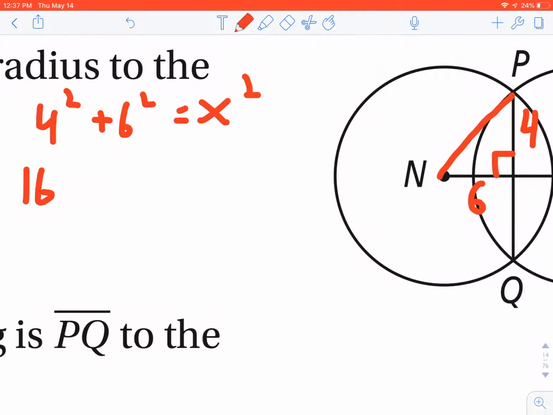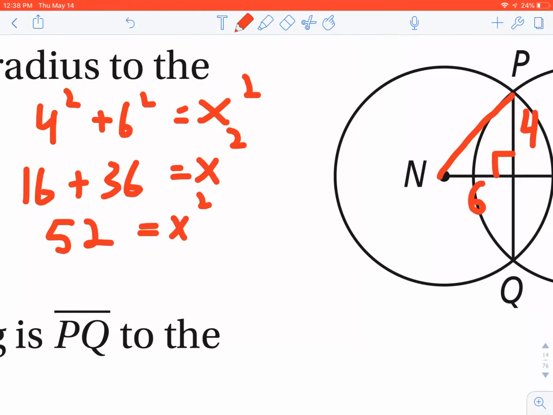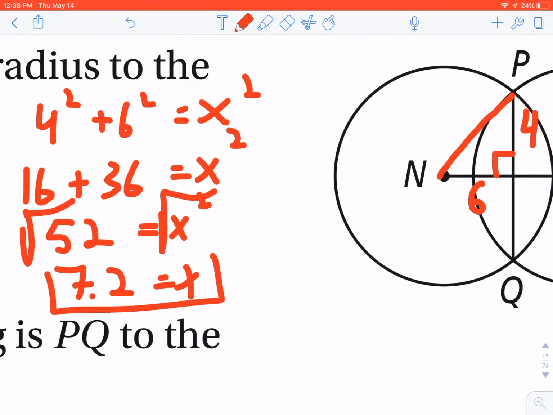That gives me 16 plus 36 is equal to x squared. When I add these together, I get 52 is equal to x squared. And then if I square root both sides, I get, after I round, 7.2 for x. Okay?